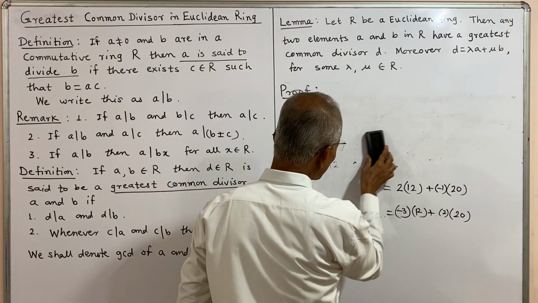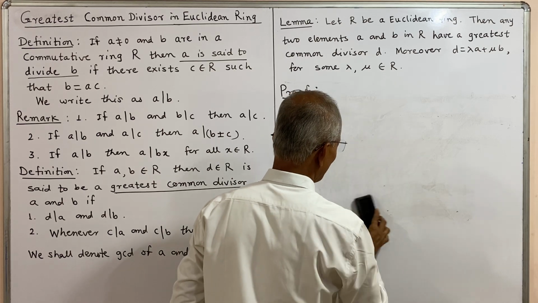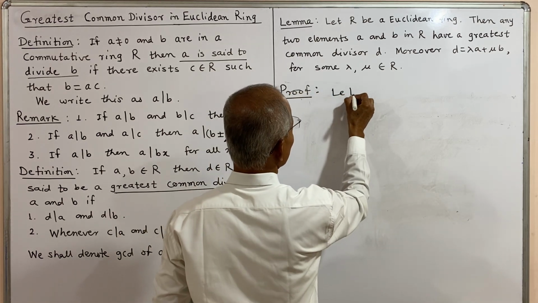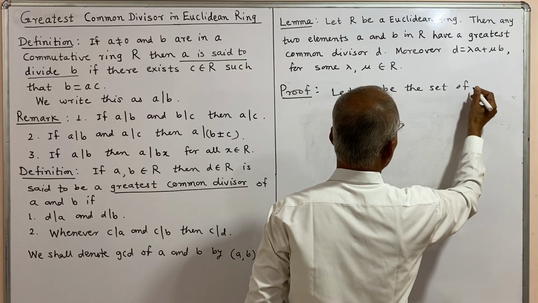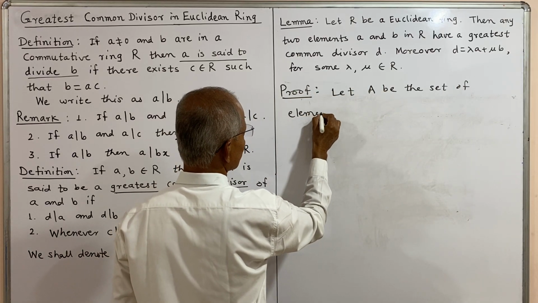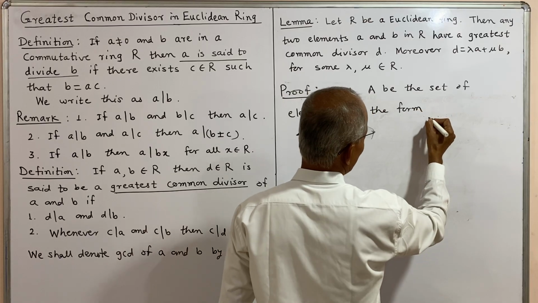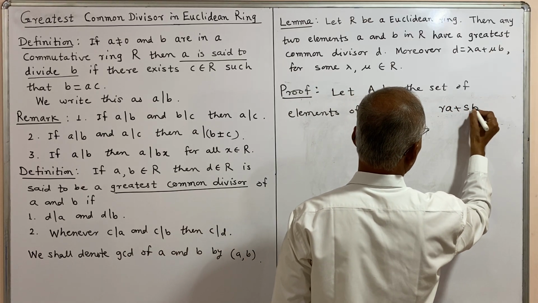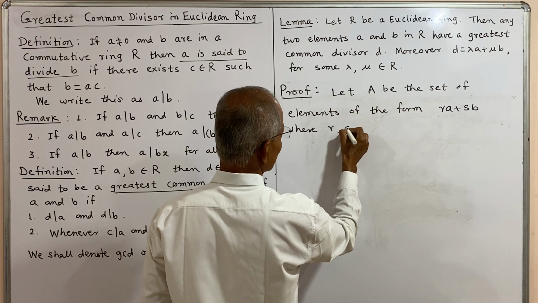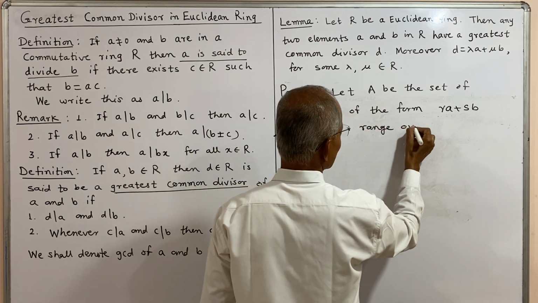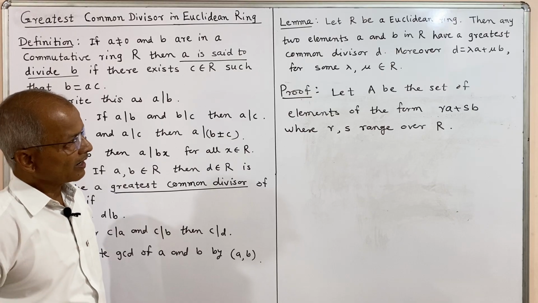So for this we shall consider the set A as all possible combinations of A and B. Let A be the set of elements of the form RA plus SB, where R and S range over R. That means R and S belong to R. All possible combinations of A and B are considered.